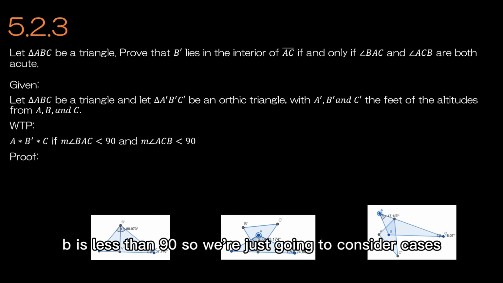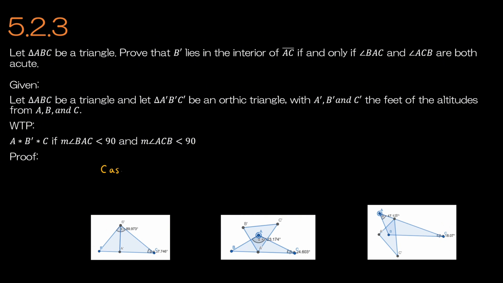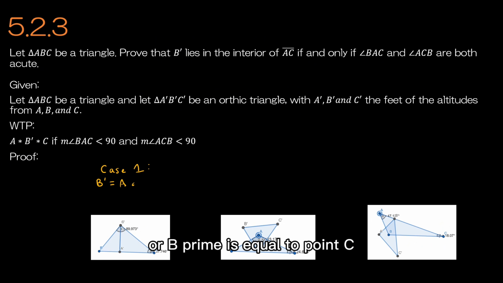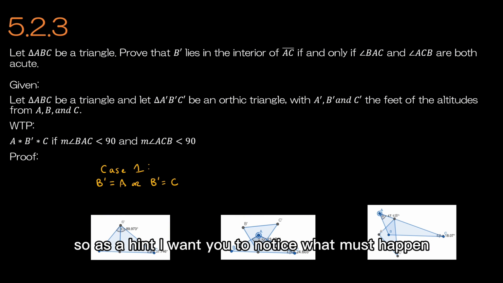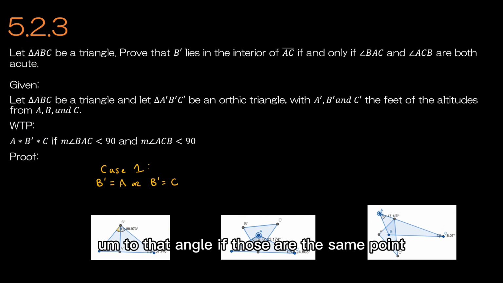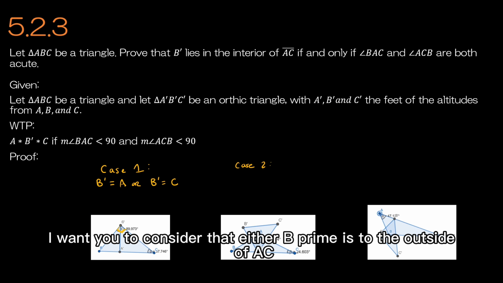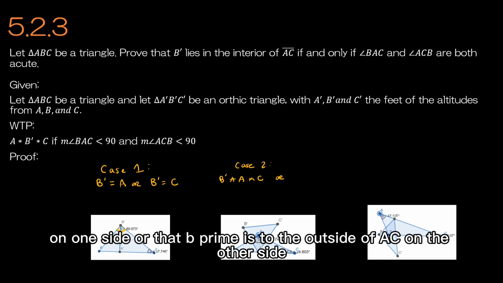So we're just going to consider cases. We're going to say case 1 is that B prime is actually equal to point A, or B prime is equal to point C. So as a hint, I want you to notice what must happen to that angle if those are the same point. For case 2, I want you to consider that either B prime is to the outside of AC on one side, or that B prime is to the outside of AC on the other side.